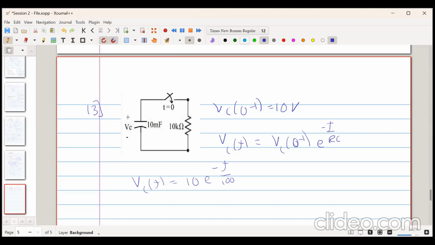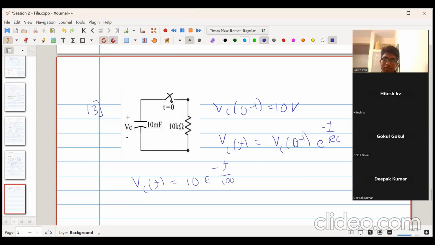No, sir. So that's what Mr. Deepak Kumar has said. As you have suggested, we will put VC equal to 1. So 1 equal to 10 into e to the power minus t upon 100. So we can write it as 10 is equal to e to the power t upon 100.